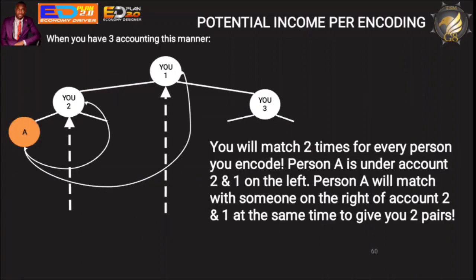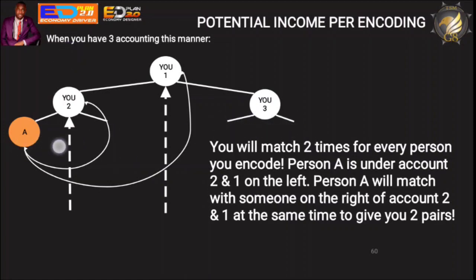Okay? Now, if you have 3 accounts arranged like this, in white, these are your 3 accounts. You have account 1, account 2, account 3. And you position this person A on this other side at the end of your genealogy. So this guy is affecting accounts 2 and 1. It means this guy will make account 2 make a left and right, and at the same time will make account 1 make a left and a right. Okay? So this person will not affect account 3 because he is nowhere under account 3.